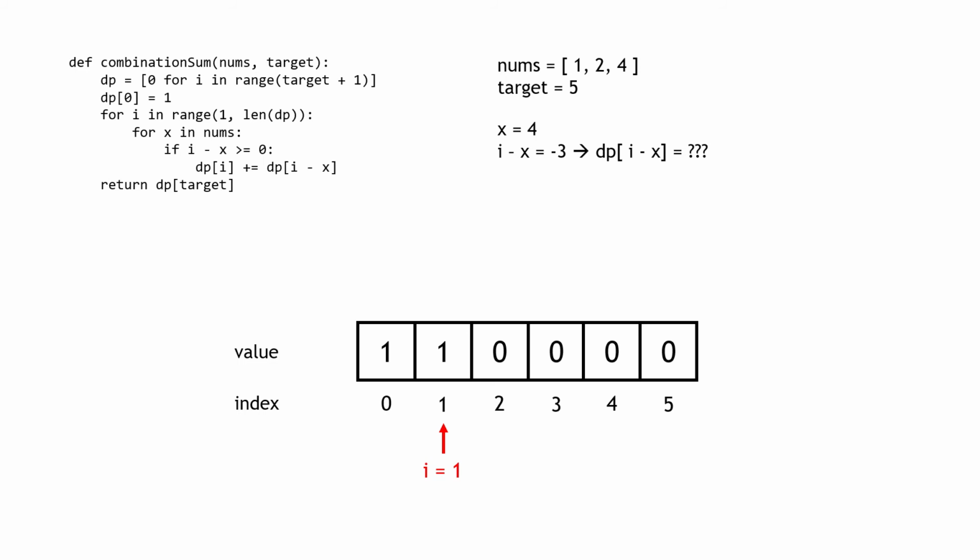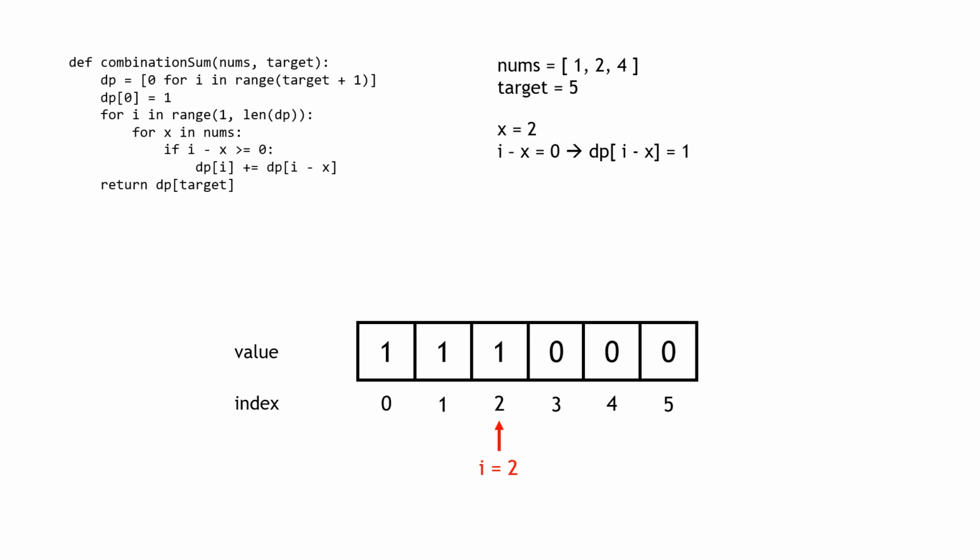And since we're done now with the inner for loop, let's move I to 2 for the next iteration of the outer for loop. Now I is 2 and x is 1. 2 minus 1 is greater than 0, so we enter the if clause. dp of 2 minus 1 is dp of 1, which equals 1, so we're going to add 1 to this I slot. Notice for this subtarget of 2, this represents the combination of 1 plus 1, which equals 2.